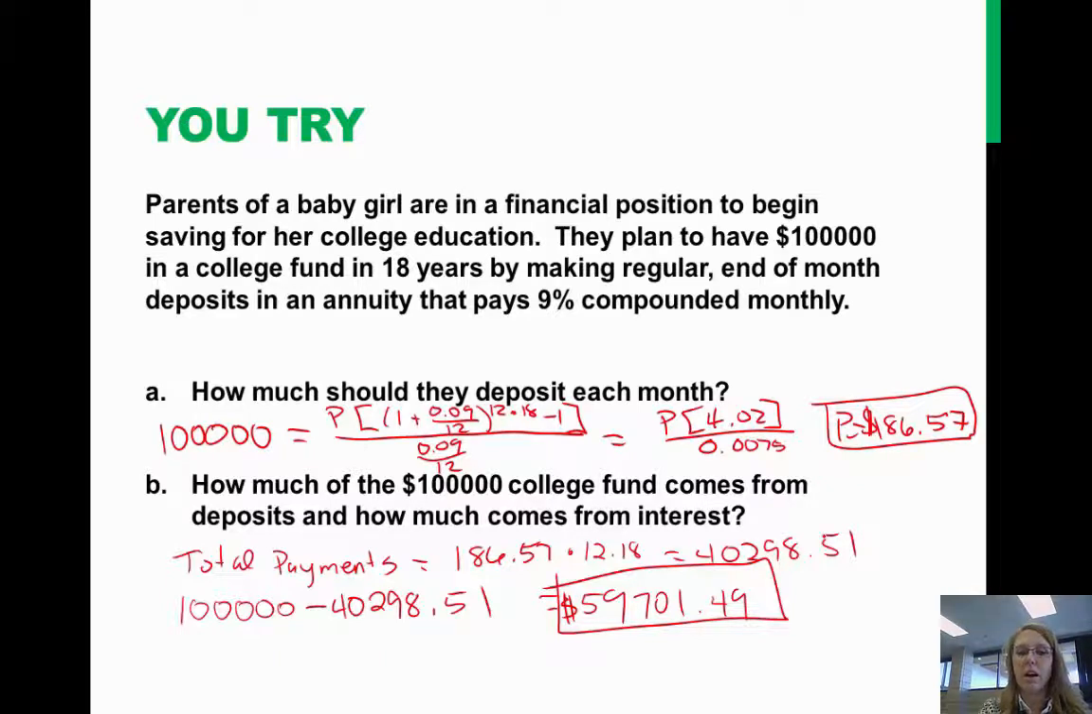And if you wanted to find out what your total interest, how much you actually earned on this account, if you find your total amount of payments, that was at 186.57 times 12 times a year times 18 years, your total amount that you personally paid in was $40,298.51. And if you subtract that away from $100,000, you end up with $59,701.49. That was the total interest paid to you through the bank.